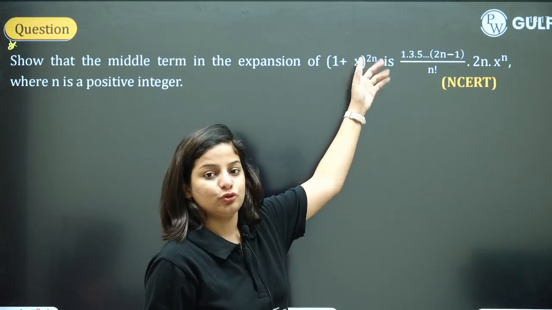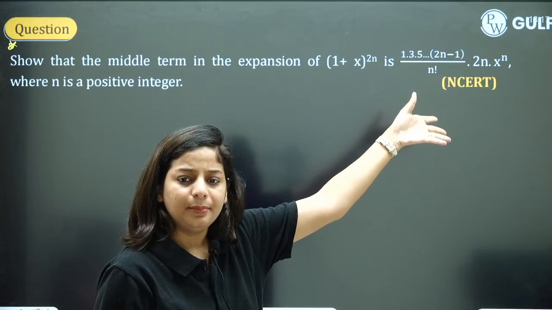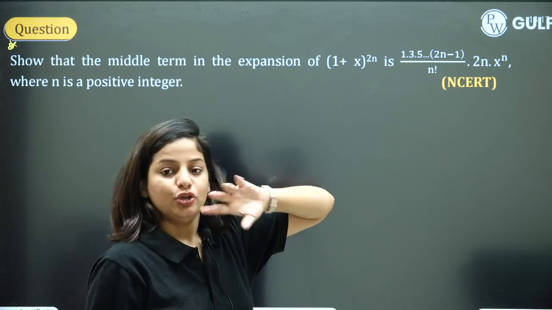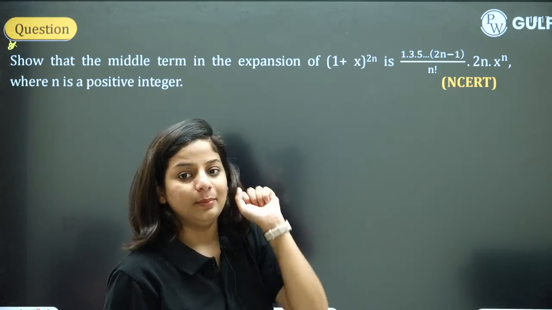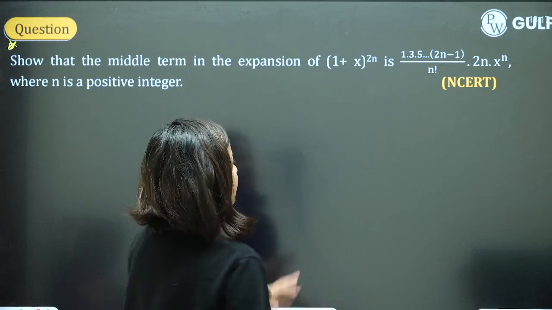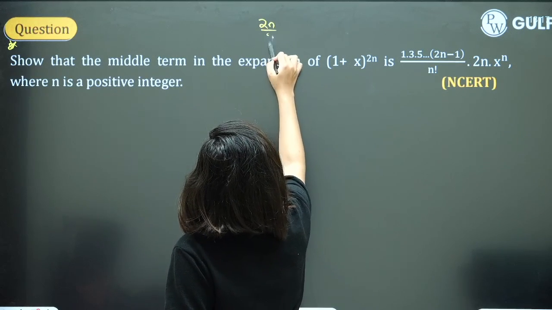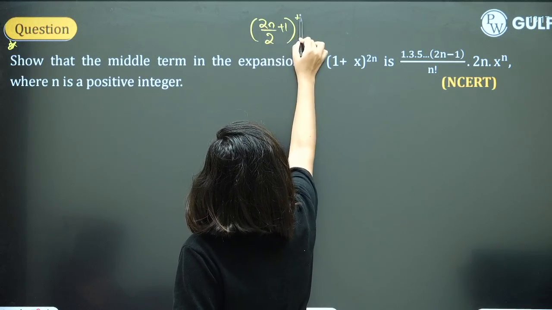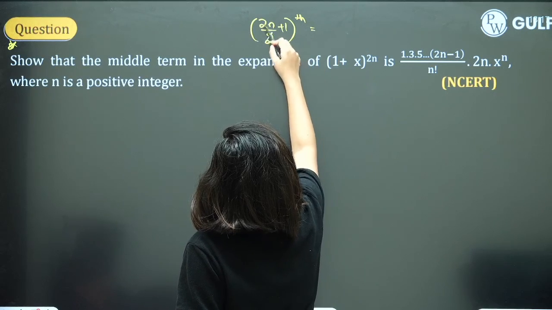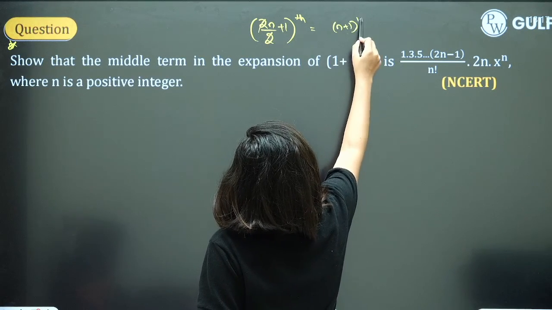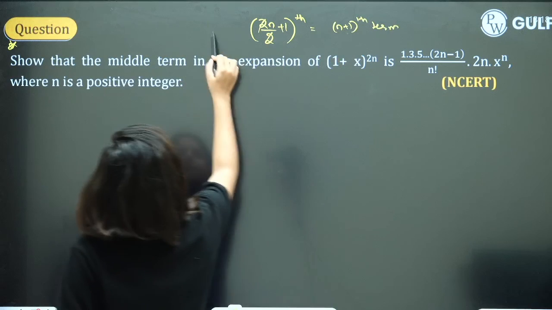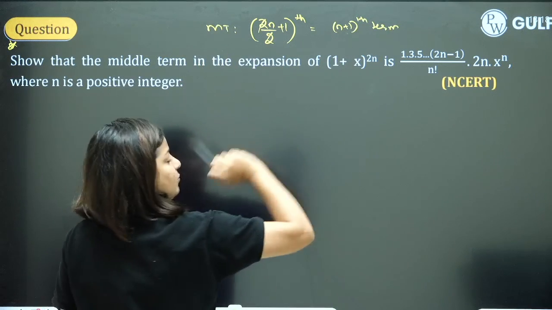Middle term you have to show. Now 2n is an odd number or even number? It's an even number. So how many middle terms will it have? One middle term. And what is the middle term? For finding the middle term, we divide the number by 2 and add 1. So the n plus 1 term is nothing but your middle term. Middle term is what? n plus 1.